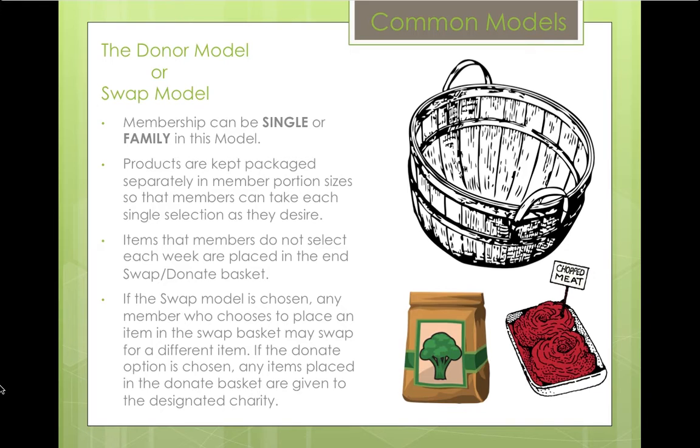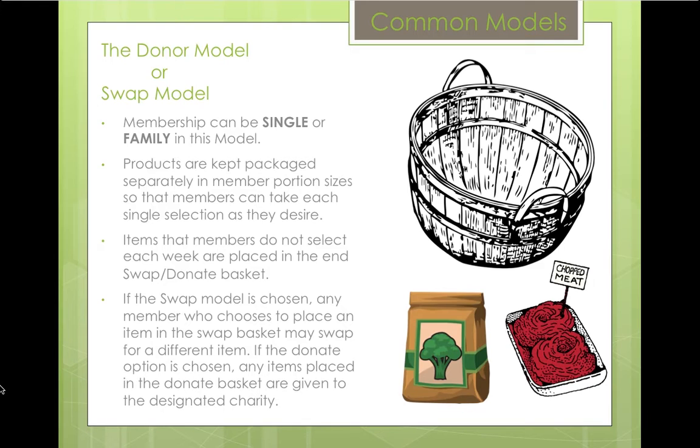Now let's say you've chosen the swap model. When you choose this model, you're going to have extra items in the basket at the end, say maybe 10 or 15 extra items. And when they put that broccoli into the basket at the end, they're going to be able to pick something else out of that basket in its place.